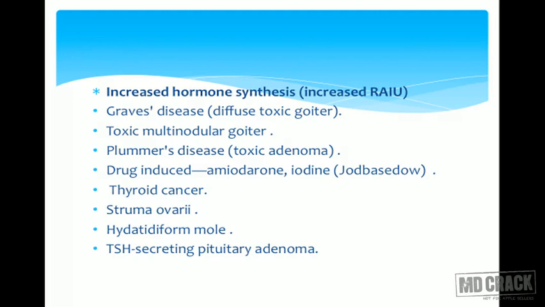So Jod-Basedow disease is seen after which of the following conditions? You may be given various options. It is mainly after iodine supplementation that you get increased hormone synthesis, called Jod-Basedow disease. Next, we have increased hormone synthesis in thyroid cancer, struma ovarii, hydatidiform mole, or TSH secreting pituitary adenoma. Whenever more TSH is secreted by a pituitary adenoma, it will increase the synthesis of thyroxine.